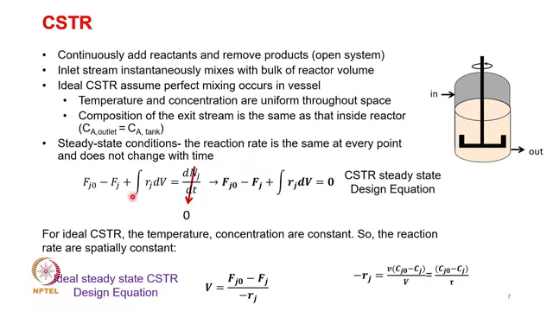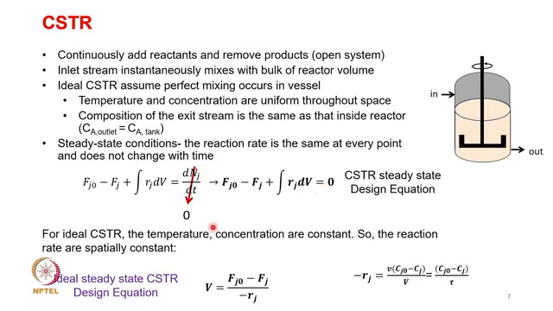Let us go back and revisit our fundamental reactor design equation. You may see that Fj naught and Fj are non-zero here, because you have a continuous feed in and continuous extraction of the product, and the integral of Rj dV remains. What is going to be 0 is dnj by dt, due to the steady state conditions. So the CSTR steady state design equation can be simplified as Fj naught minus Fj plus Rj times dV is equal to 0.